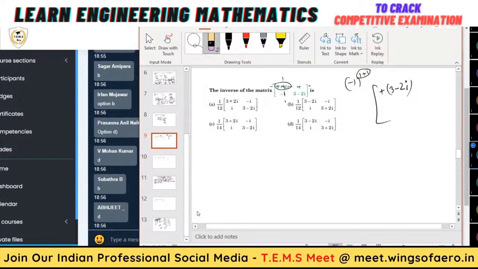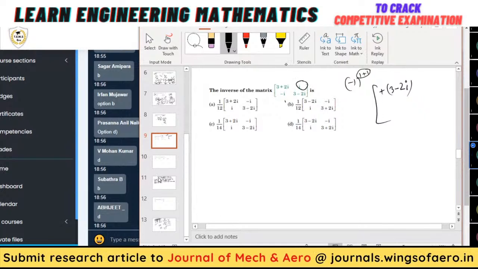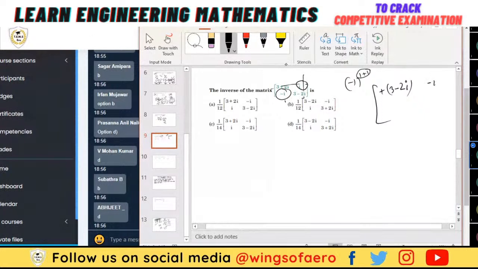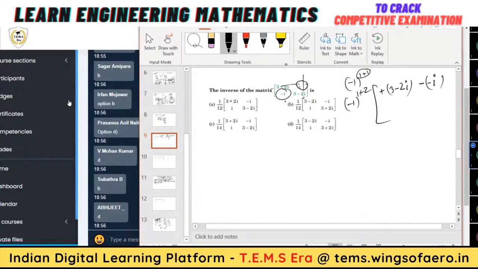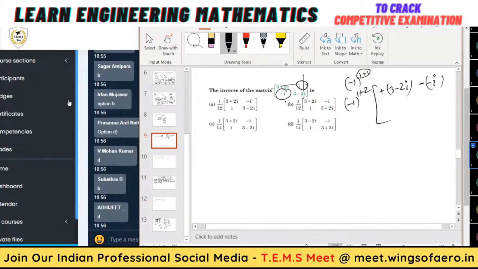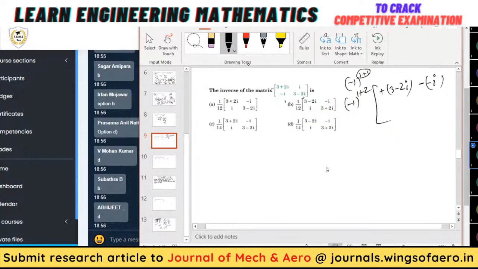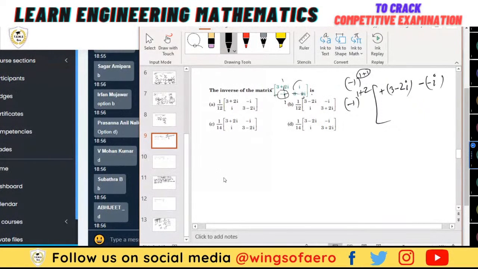Now what is the cofactor of this one? The cofactor of this one is minus i. And what is the sign? It is 1 plus 2. So -1 whole to the power 1 plus 2, it is -1 whole to the power 3, which is minus. Minus of minus i becomes plus. Next, this one. Cofactor is i.